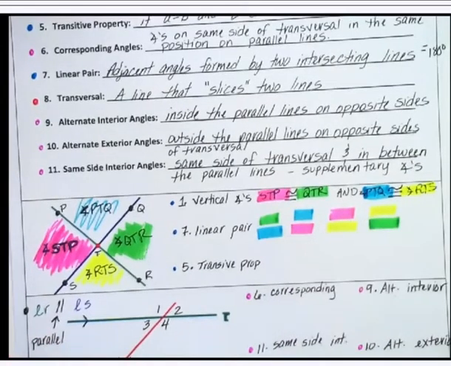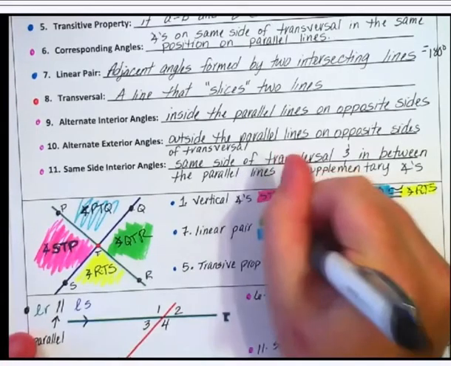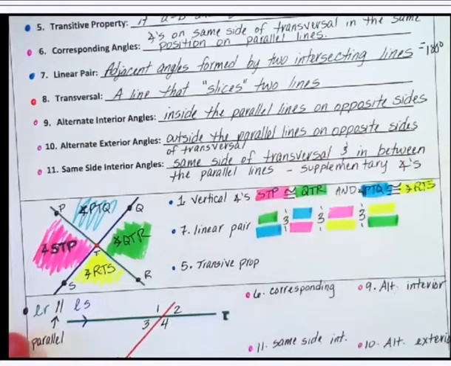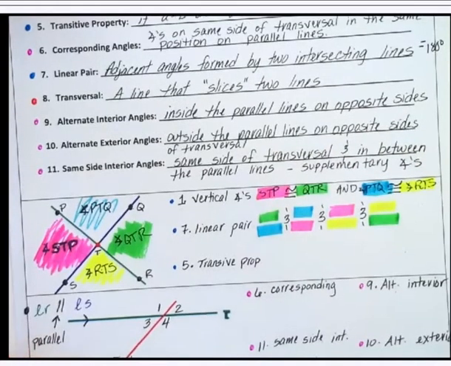And these highlighters are just a way to help me identify it visually. That's my and symbol. So we have 4 sets of linear pairs.